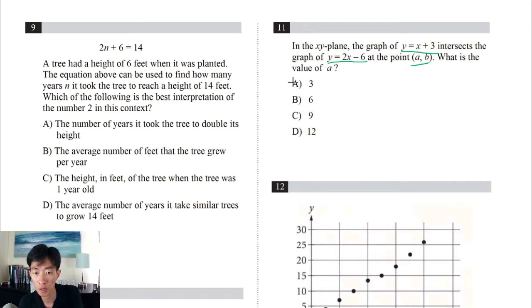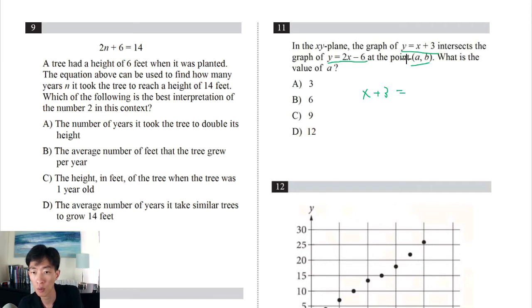Another method would be to plug in each of the answer choices and see which number gives you the same value of y when you plug it in for x. I think, though, the fastest way to do this is really just to set the equations equal to each other, because the algebra is so easy.